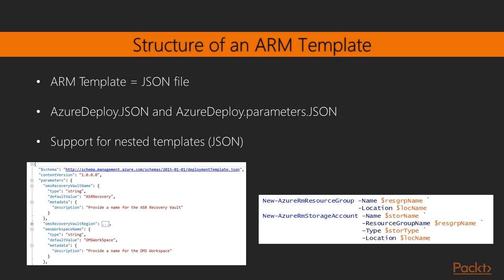From within the JSON file itself, the screenshot on the left-hand side shows you the structure to deploy Azure Site Recovery with a couple of parameters and settings, where the second approach is using PowerShell and then pointing to the resource group name and pointing to the JSON file structure.